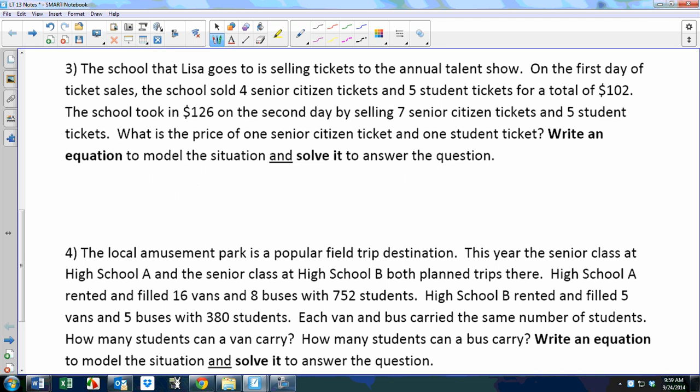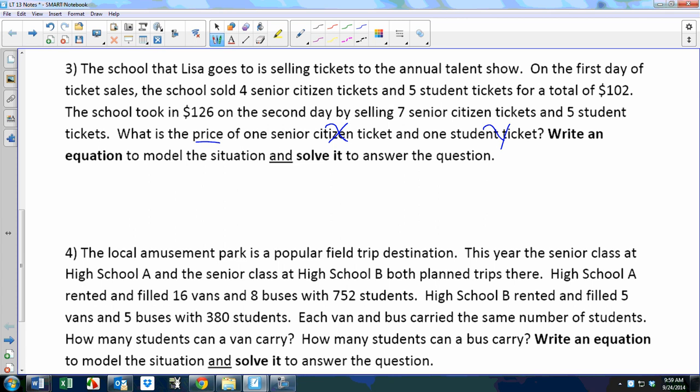They ask you to find the price of a senior citizen ticket, so we'll call that X, and student ticket, we'll call that Y. You might want to use letters like C and S. C for, I'm sorry, no, this wouldn't work really well. Senior citizen and student tickets, I'm probably going to go X and Y. But you might want to pick variables that represent the next problem, vans and buses. You might use V and B for vans and buses. But anyways, that's beside the point.